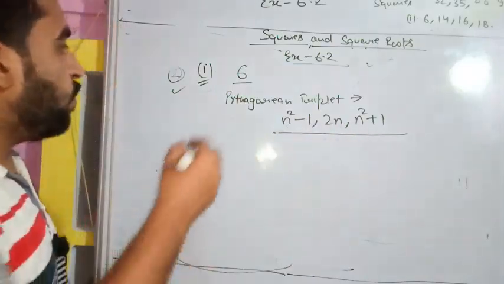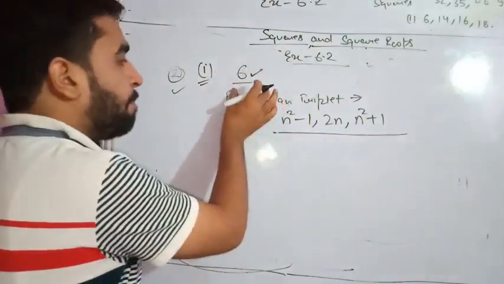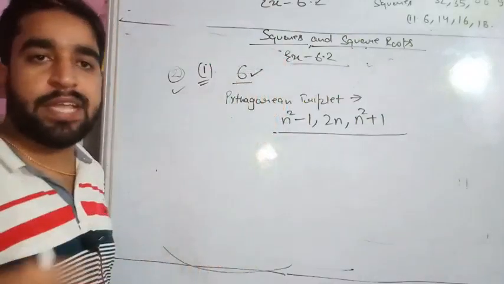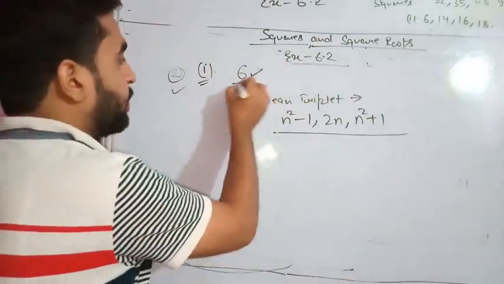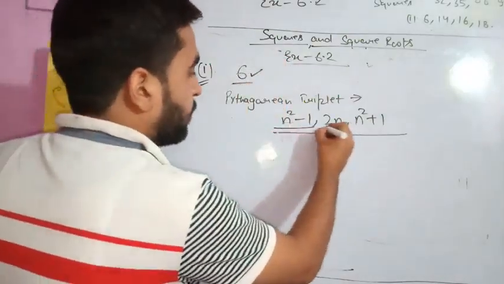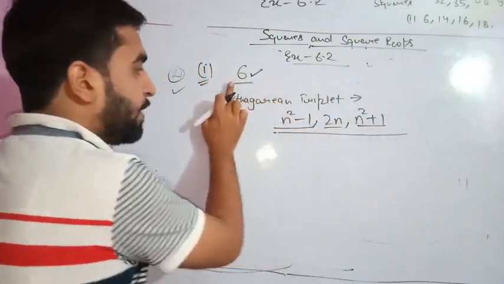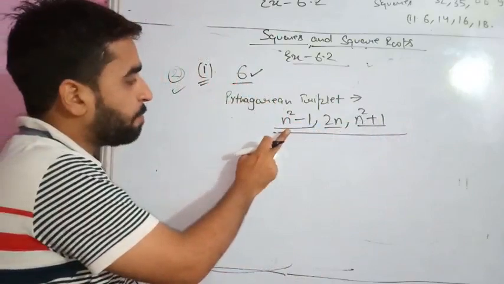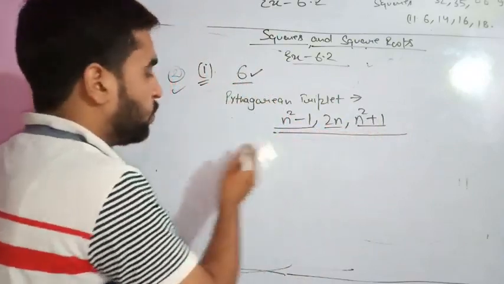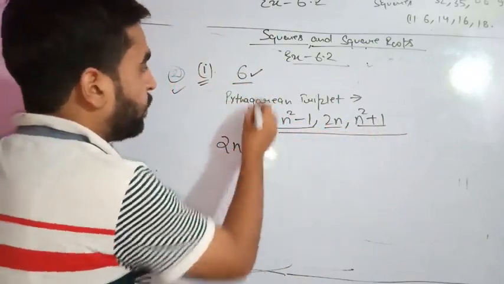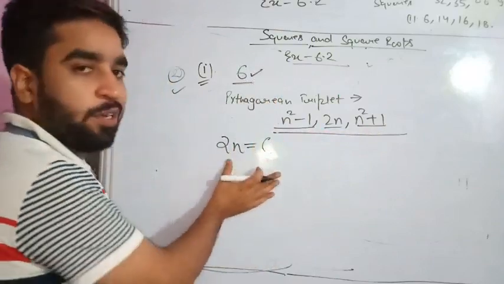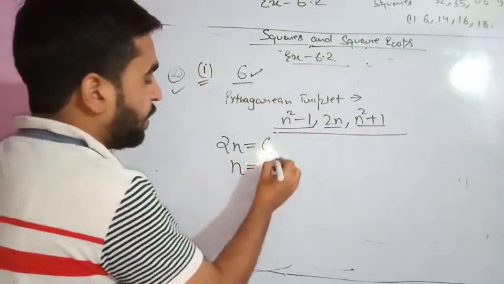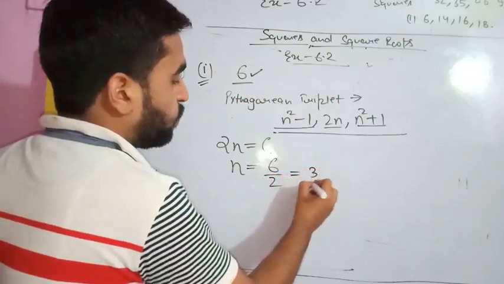Now 6 is given to us. One member is given. We have to calculate the other two members. So students, you can see n square minus 1, 2n, n square plus 1. 6 is a member of this Pythagorean triplet, so 6 should be one of these numbers. So you will equate 2n to 6. 2n is equal to 6. What will be the value of n? n is equal to 6 upon 2. So n will be 3.